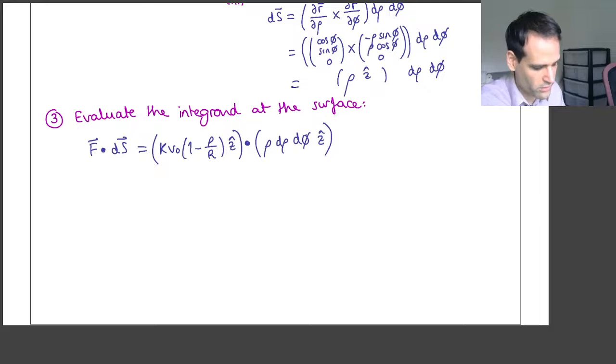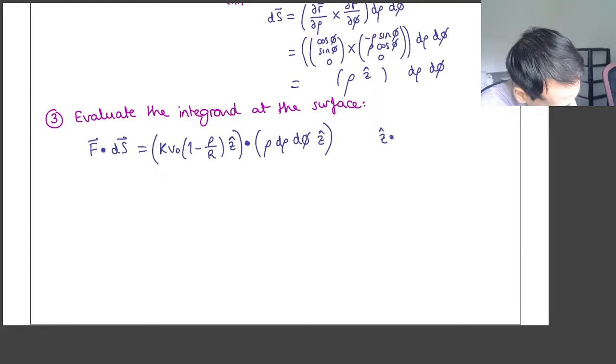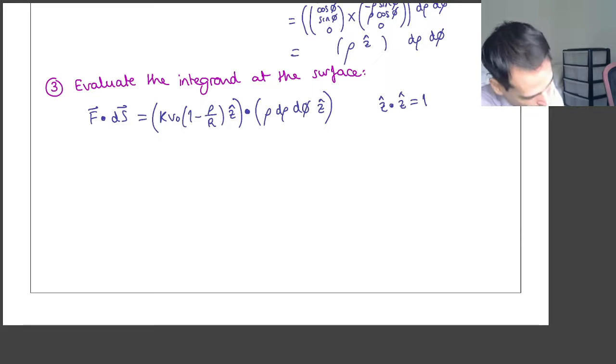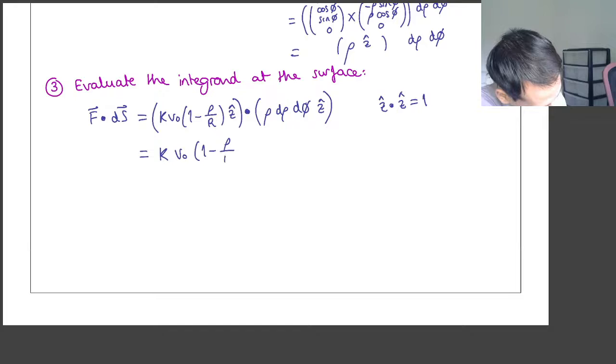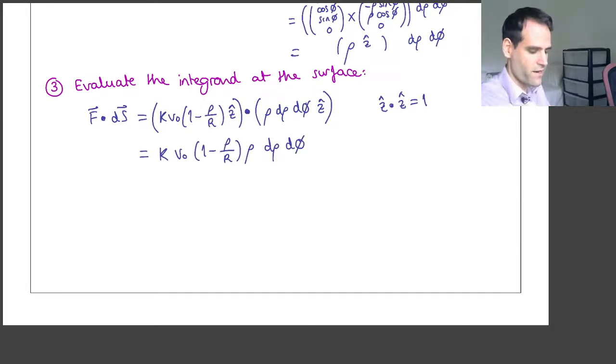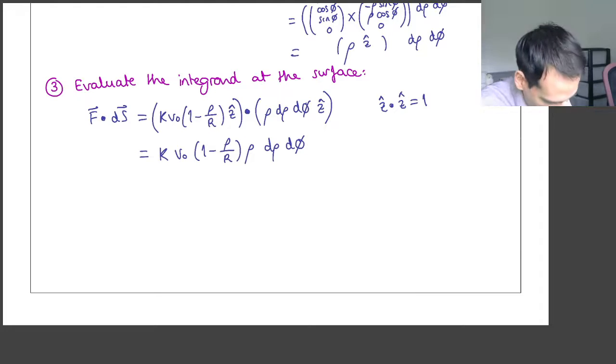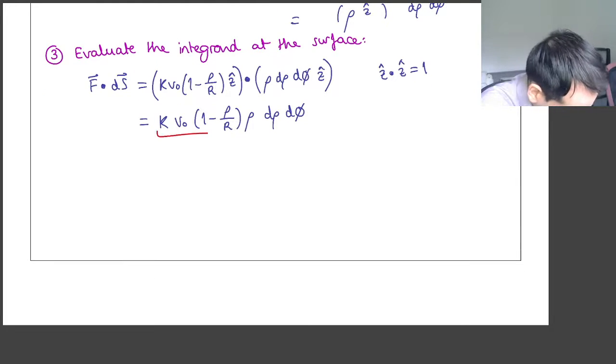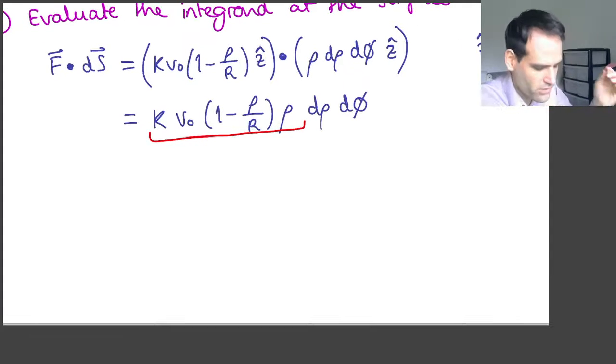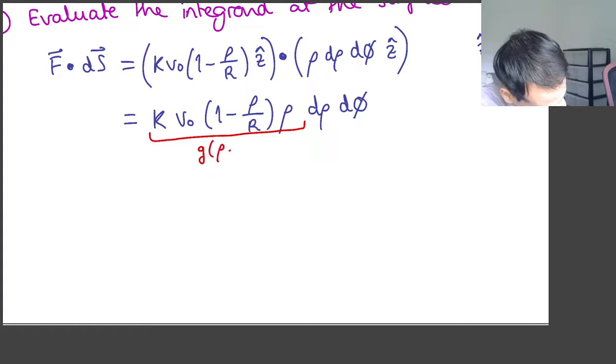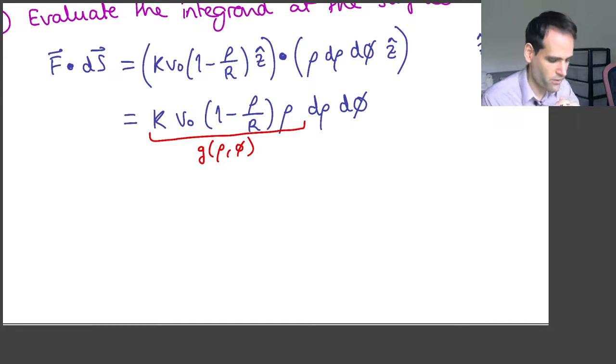In this case, this dot product is very easy because you have z hat and z hat. So the dot product is just 1, z hat dot z hat is 1. And therefore you just get a scalar, which is k v0, 1 minus rho over r, rho d phi. And this is a scalar. There are no more unit vectors. So as promised, the sanity check is to check that this is indeed some function of the two parameters, rho and phi. And this is indeed a function of rho and phi plus constants. So this is ready to integrate.